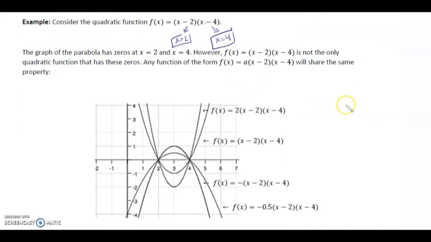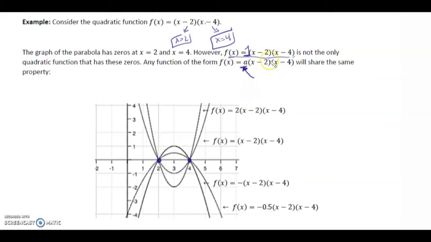Okay, so I'm going to reference this graph here. As we can see, 2 is here, 4 is here, those are the zeros. Now, I need to point out that this equation is not the only quadratic function that has these zeros. There's actually infinitely many quadratic functions that have these zeros, and what ends up happening is this changes. So in the initial one, the a value is actually 1. It just wasn't identified.